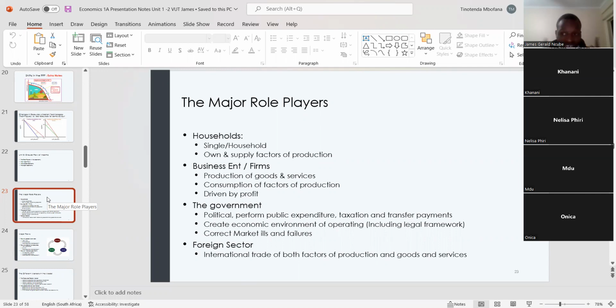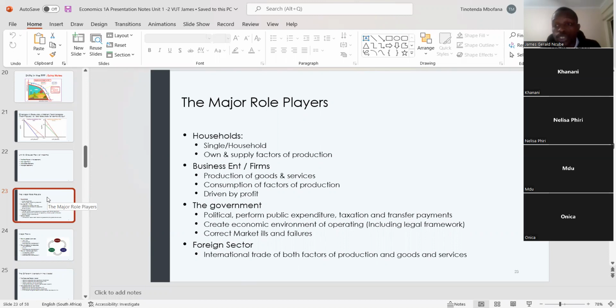They don't own the factors of production, but they produce using the factors of production. So you will find that a business will want labor. So they will go to the households and get labor. A business will want capital. So they will go to the households and borrow capital. A business will want land. So they will go to the household and rent land from the household.